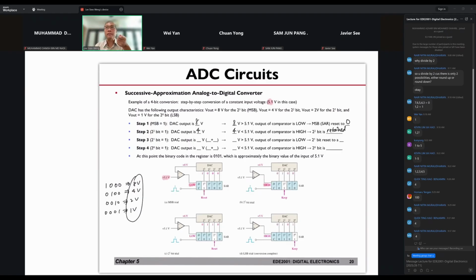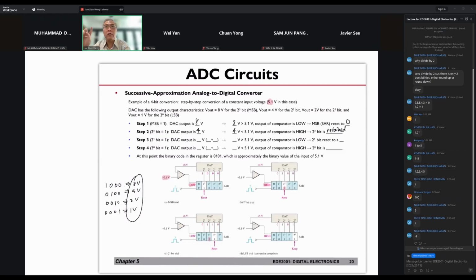Understand? So this is like taking the MSB, compare first. After that, you take the second MSB and compare. If the input is bigger, then you leave it as 1. So next, you try the next level. You set it to 1, but this one you retain as 1. So you can see that this one is kept, and it's propagated to the next evaluation.